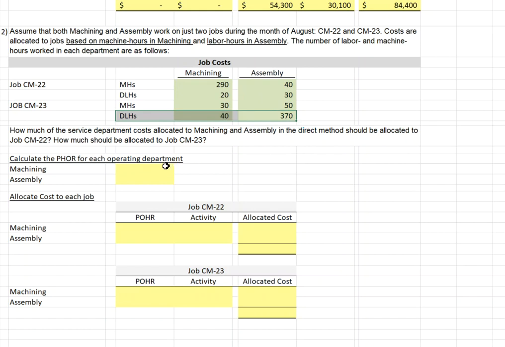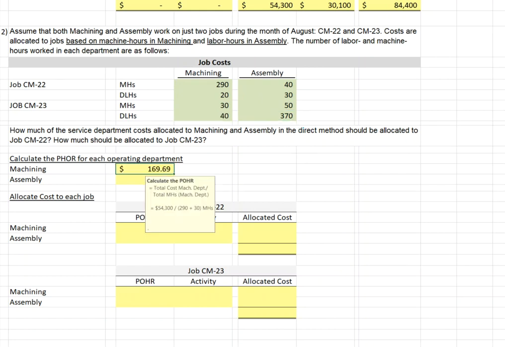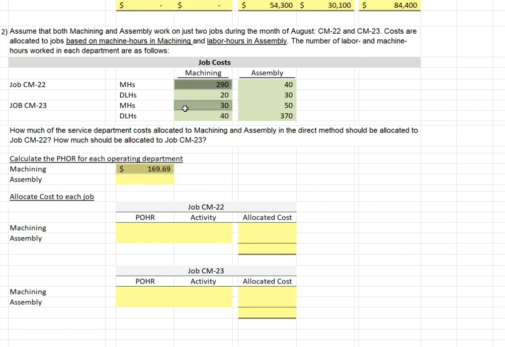Let's go ahead and calculate our predetermined overhead rates. Our predetermined overhead rate for the machining department is $169.69 per hour. We take the total cost in the machining department of $54,300 and divide it by the total machine hours worked in the machining department. That's the 290 plus the 30. We will use that predetermined overhead rate to allocate costs from the machining department to both jobs.